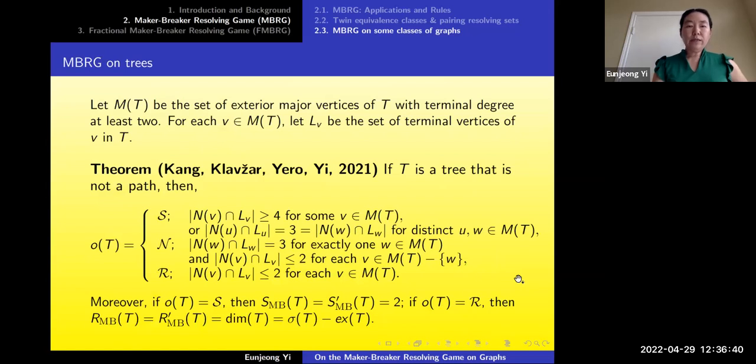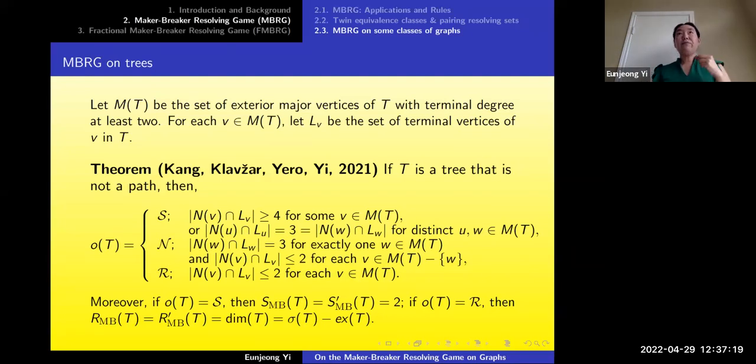Next. We are denoting some notation: let capital M of T be the set of exterior major vertices of the tree with terminal degree at least 2. The reason we restrict to terminal degree at least 2 is that if you have terminal degree 1, then no vertex needs to be in any minimum resolving set. That's why we restrict to at least 2. And for each major vertex V of terminal degree at least 2, let L sub V be the set of terminal vertices of V in T. The outcome depends on how many leaves are adjacent to each major vertex.